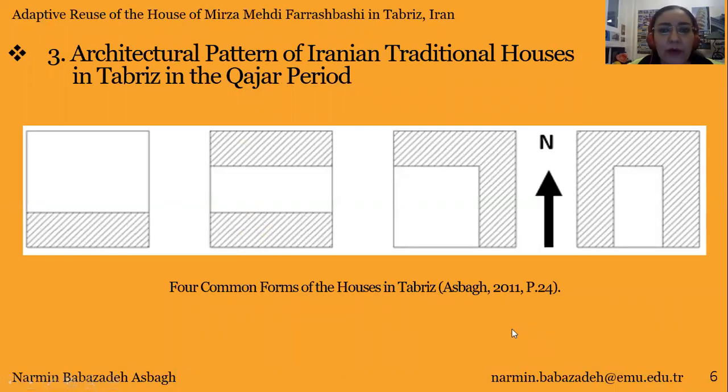There are four main forms of buildings in Tabriz, which use most of the sun, especially during the winter, because we have cold winters and weather. And either we have one side, two sides, or the shape of L or U.